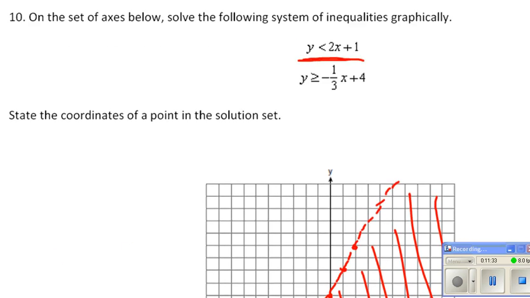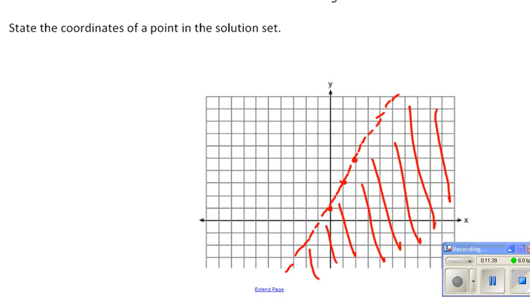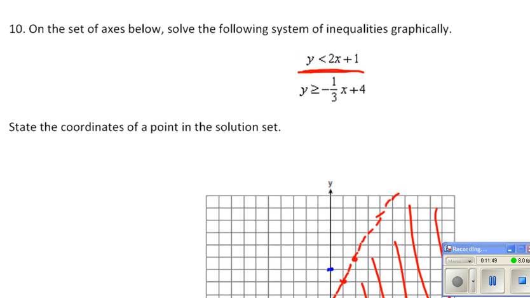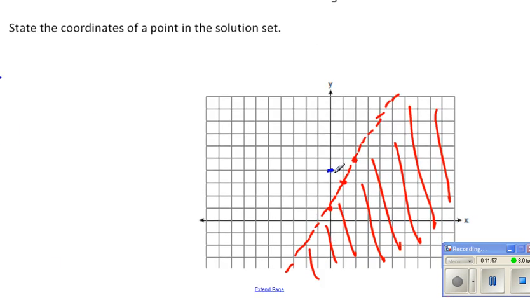And then let us look at the other equation. Y is greater than or equal to negative 1/3 x plus 4. So our starting point in this case will be 4. 1, 2, 3, 4. And then, since the slope for this particular question was negative 1/3, that means from here, instead of going up, we'll go down by 1 and then 3 over. 1, 2, 3. 1 down, 1, 2, 3.